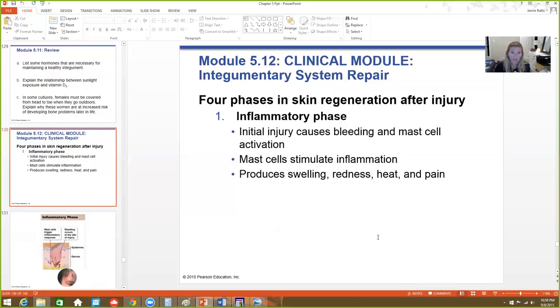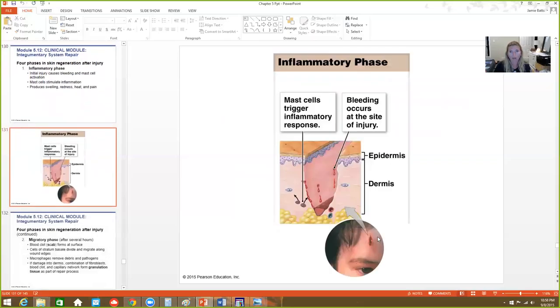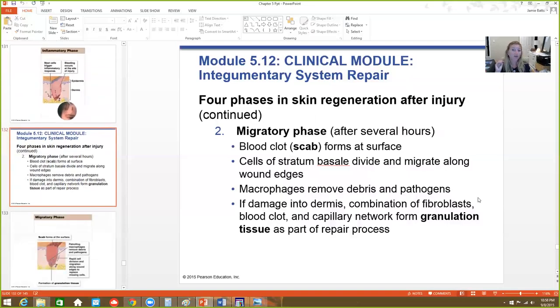All of those things are happening in this instance. The initial injury is going to bleed. Mast cells are going to be activated. They're going to stimulate this whole inflammatory process: swelling, redness, heat, pain, as I mentioned. There's this dude who got cut on his head, and so we have our little inflammatory response initiating. Then you have what's called the migratory phase. This is where there's going to be a small blood clot forming at the surface, and this is just to protect against any outside pathogens coming in.